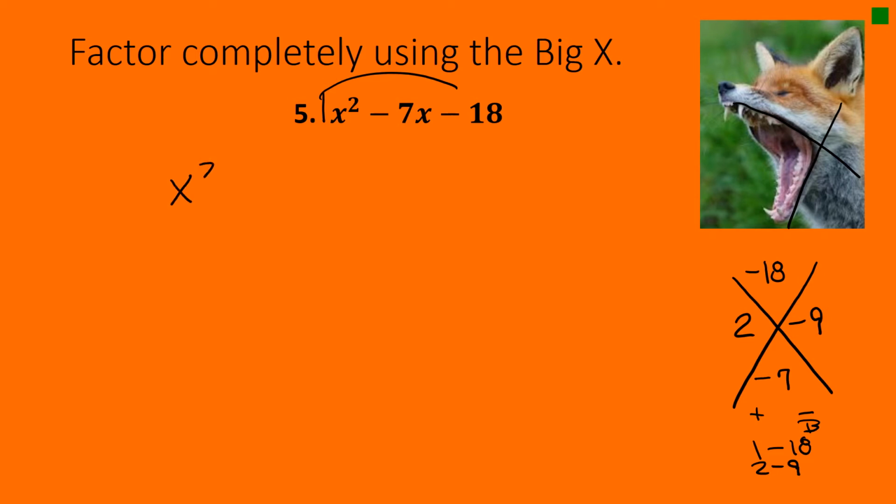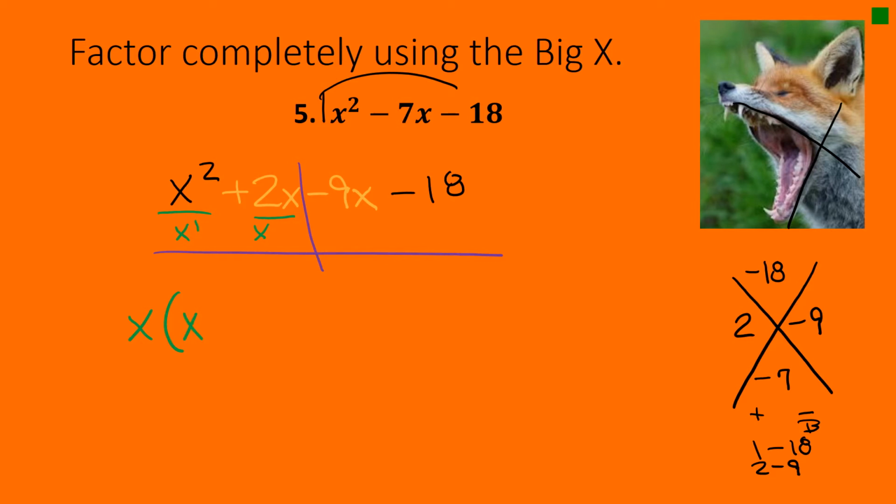So I'm going to leave X squared. I'm going to rewrite the negative 7x as plus 2x minus 9x, and then I'm going to leave the minus 18. Remember, at this point, you should double check 2 minus 9 is negative 7. Now we're going into our grouping. What do these two have in common? They have an x. So pull the x out. X squared divided by x is x.